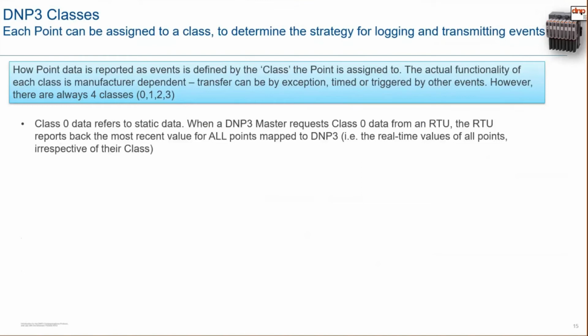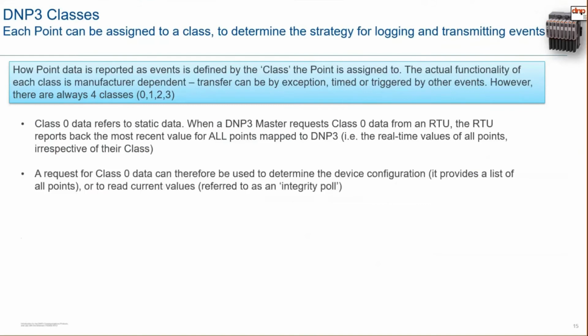So when a DNP3 master requests class 0 data from an RTU, the RTU reports back the most recent value for every single DNP3 point that's mapped to DNP3. So it sends back the real-time value and the flags for every single point in the map. You can see that you can use that to determine the configuration of the device because you have a list of all the points. For those of you who've used BSAP, in some ways this is similar to the SIG file that we used to have for a ControlWave.